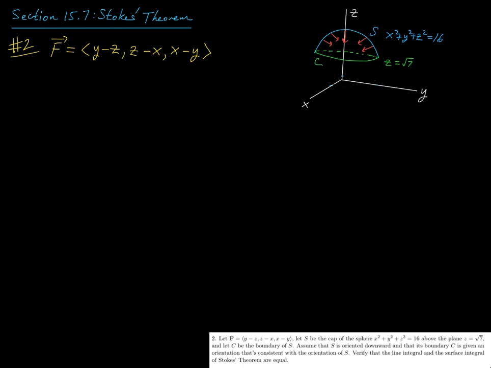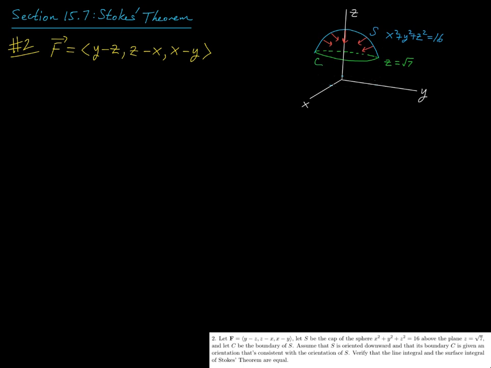And so if I curl my right fingers in the positive direction for C, my right thumb has to point in the general direction of the normal vectors. And so if they're pointing downward, then we have to orient this thing clockwise. If it was counterclockwise, then our right thumb would point upwards.